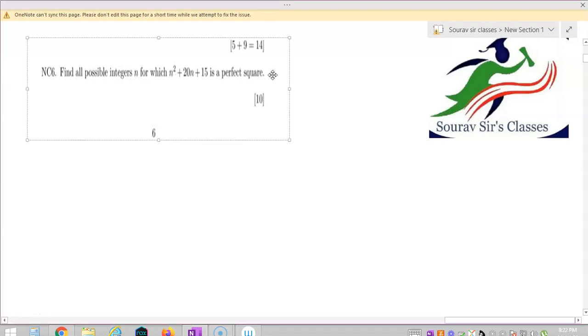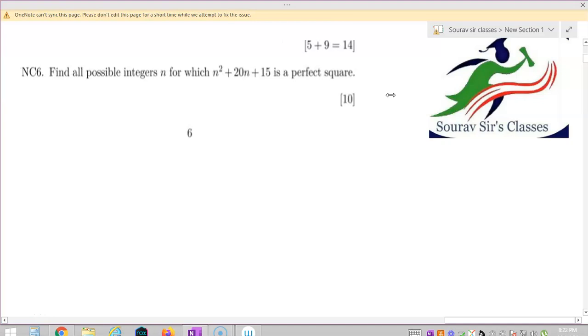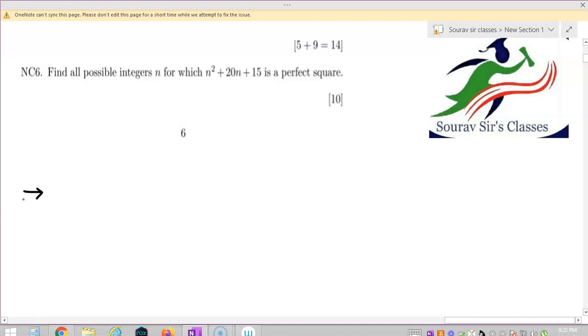So let us solve question number 6, which says: find all possible integers n such that n squared plus 20n plus 15 is a perfect square. I am repeating this question again. The question says find all possible integers n such that n squared plus 20n plus 15 is a perfect square.